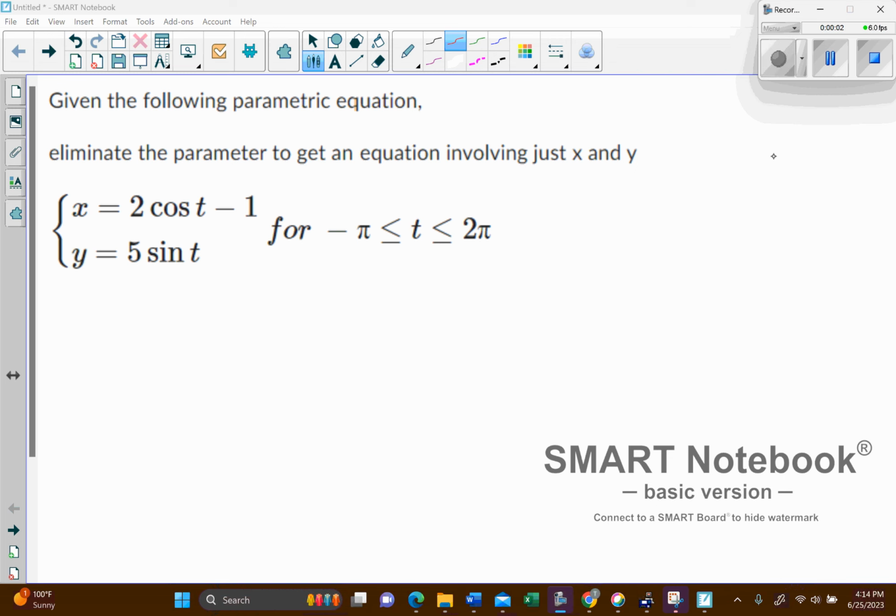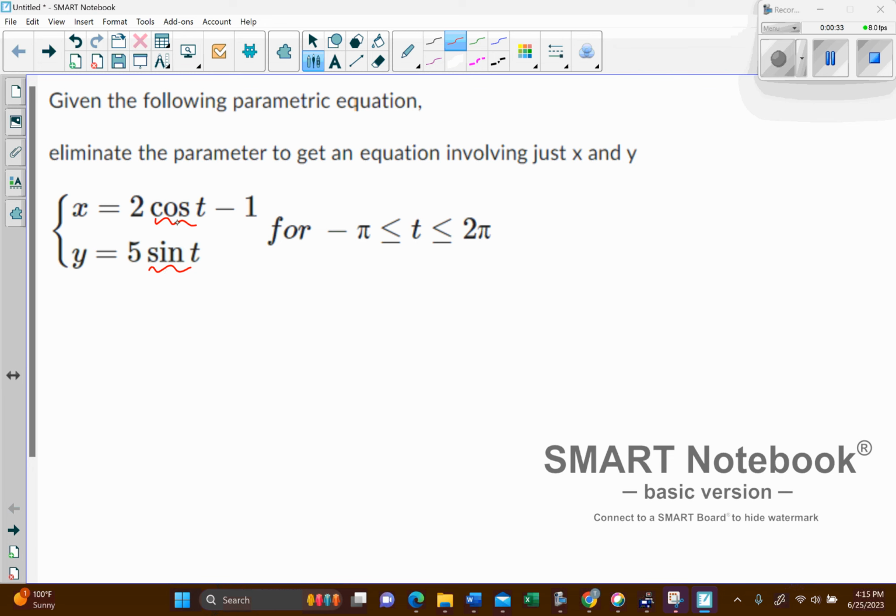Okay, so what we want to do here is they want us to eliminate the parameter to give the equation involving just x and y. And so what we're going to do here is take each part and solve for cosine and solve for sine. And then we're going to use the Pythagorean identity to replace the sine and cosine and then simplify our equation from there.